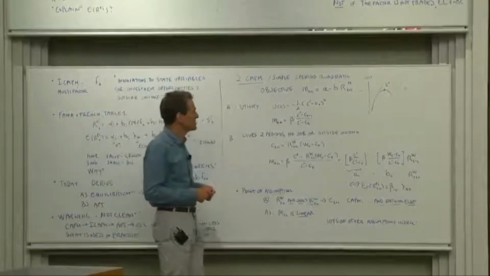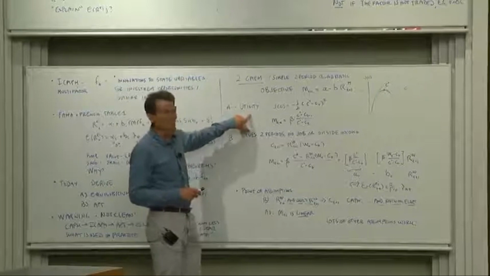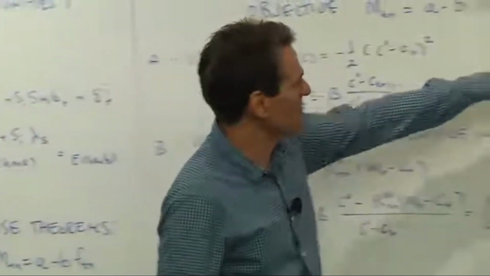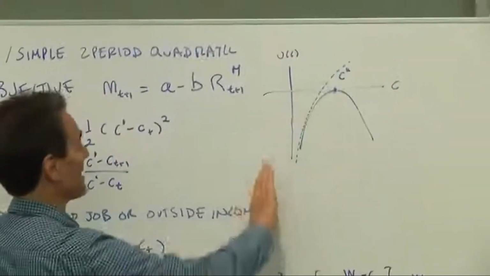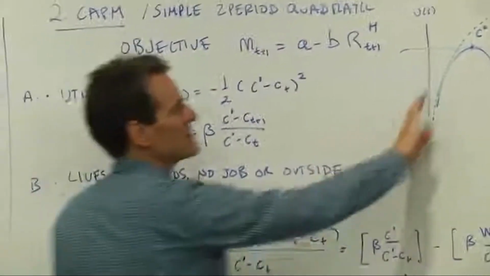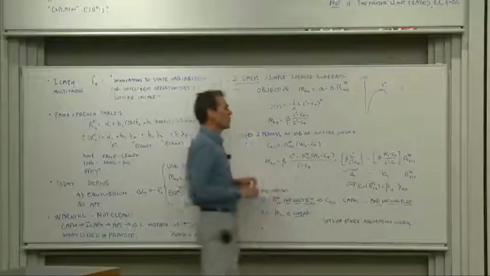Here's a set of assumptions that deliver the trick. First, utility: I'll assume a quadratic utility function. It's kind of an ugly utility function. I graphed it here. A quadratic function goes like that. You don't really want to use it past what's called the bliss point here. We think of this as an approximation to something more reasonable.